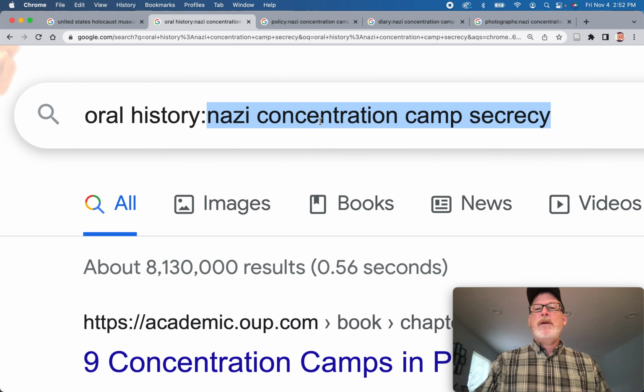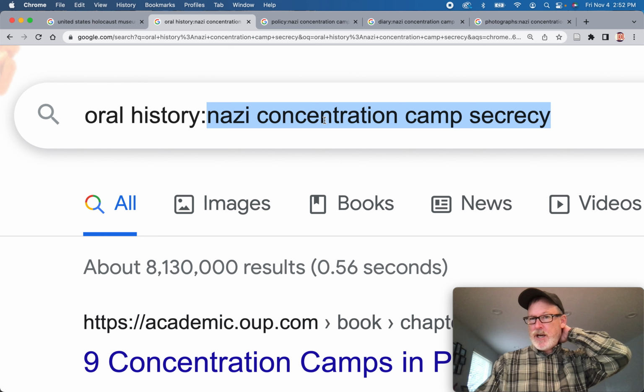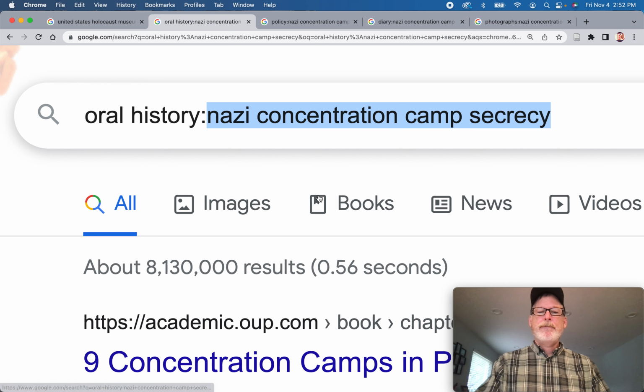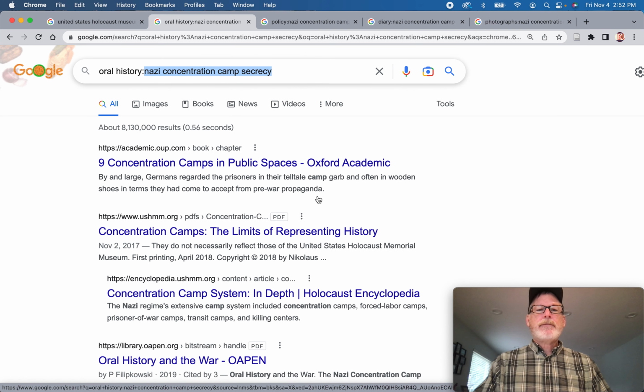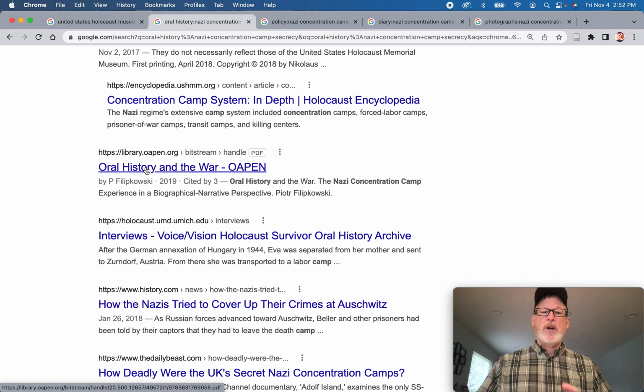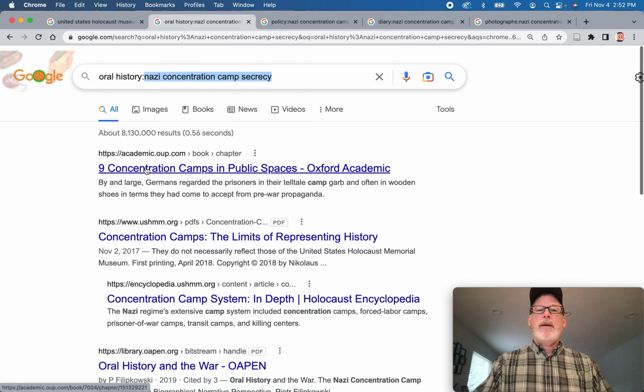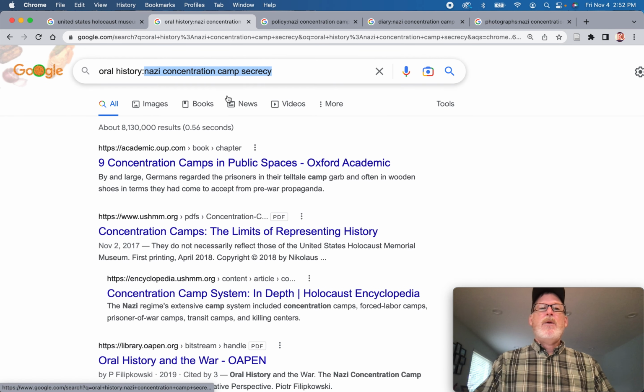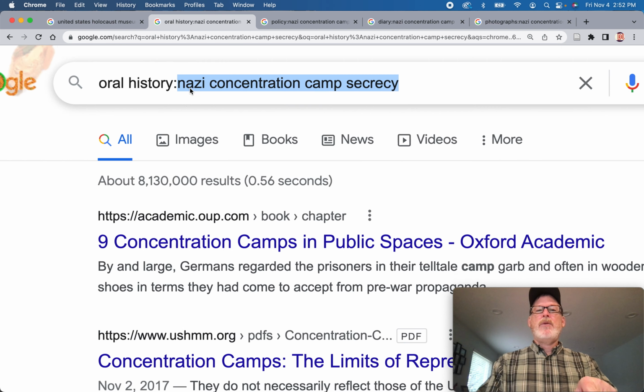So maybe instead of concentration camp, it might be Holocaust, secrecy. But what you'll get is different pages. Here's that museum again. Here's an oral history and the war. Everyone will have collected different ideas, and so there'll be a lot of different things for you to go through and find the people who experienced this, the original voices, those primary sources. So, oral history, that worked really well.